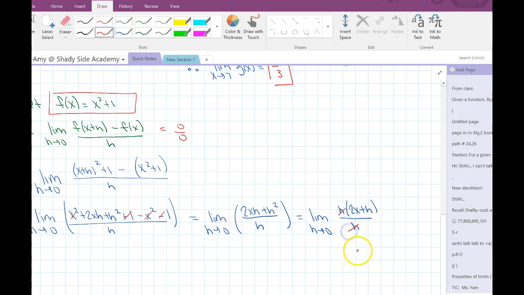H and h cancel. And now, let's see. As h approaches 0, what does 2x plus h approach? 2x. That's quite fun.